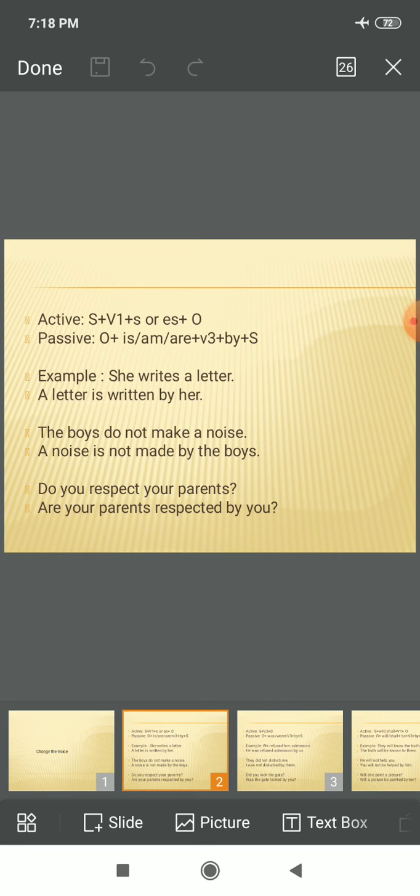Next, a very important thing to remember in passive voice: while changing active into passive, learners please remember that we always apply the third form of the verb in the passive voice.